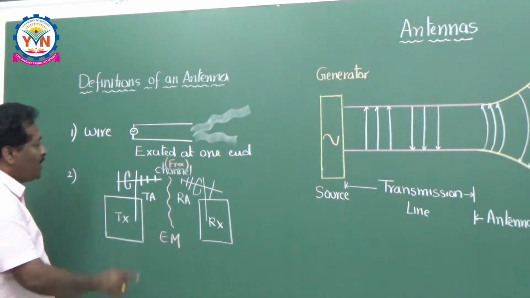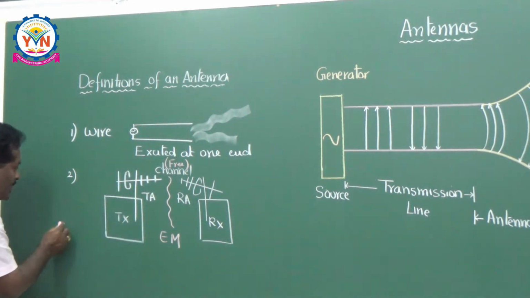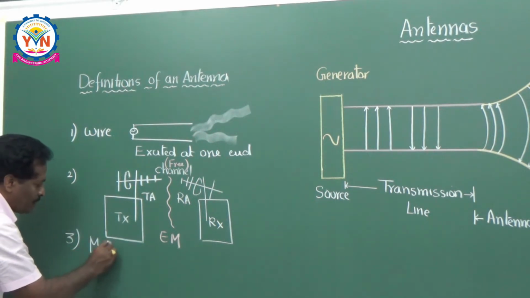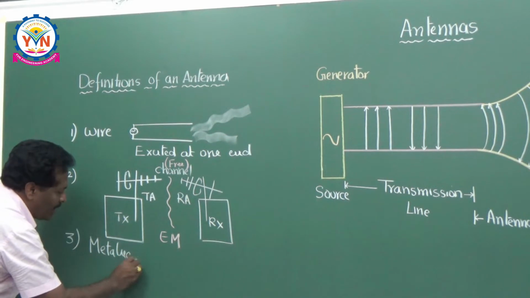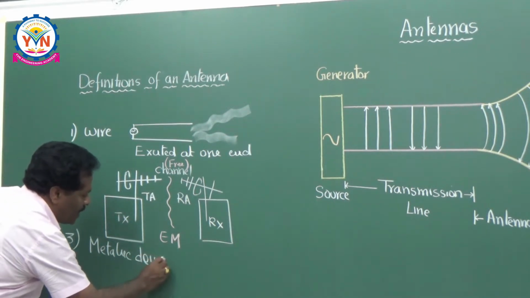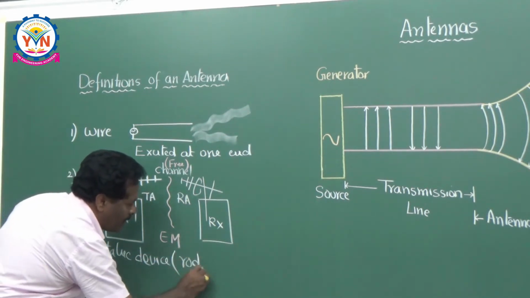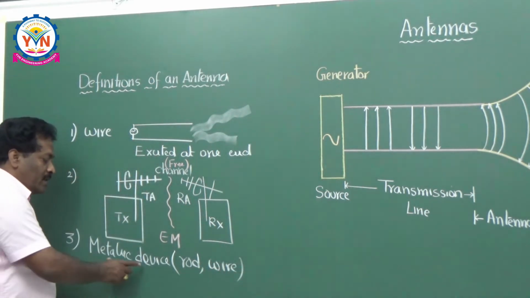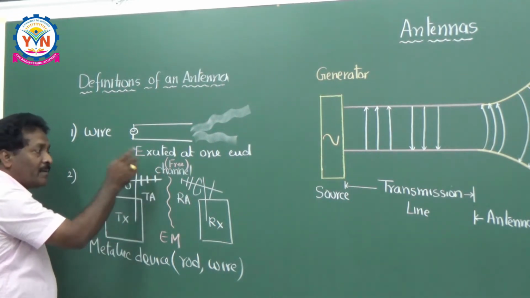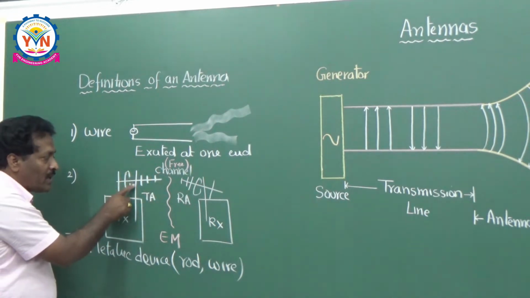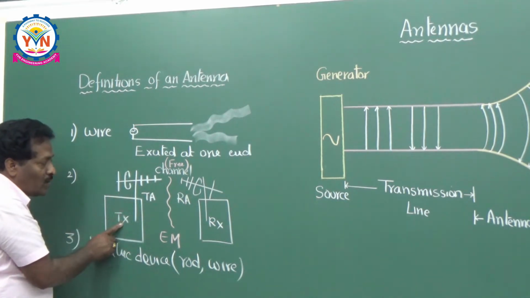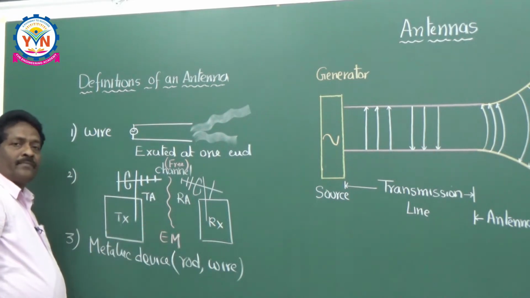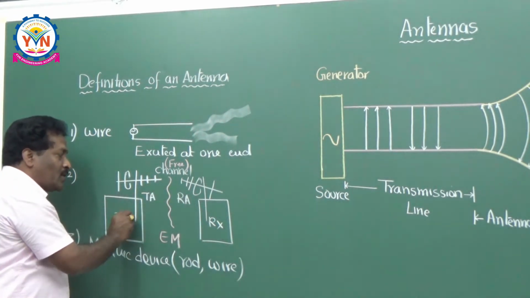Now, the third definition I am telling you: an antenna can be defined as a metallic device. Metallic device means it may be a rod or a wire. This is a metallic device. It is a metallic structure which converts your electrical energy into electromagnetic energy and electromagnetic energy into electrical energy. That means it is converting one energy into another energy.